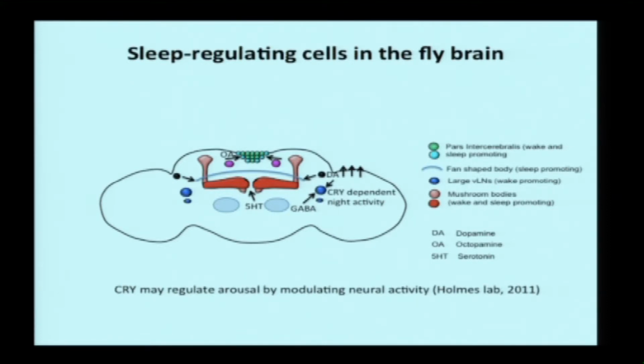It's actually known to modulate neural activity, and that was shown by Todd Holmes's lab last year. Typically what cryptochrome does is, in response to light, it promotes neural activity in these cells. But when you have high dopamine, cryptochrome is required to promote the activity at night. And I won't go into why we think that is happening. If anybody's interested, we can discuss it later.